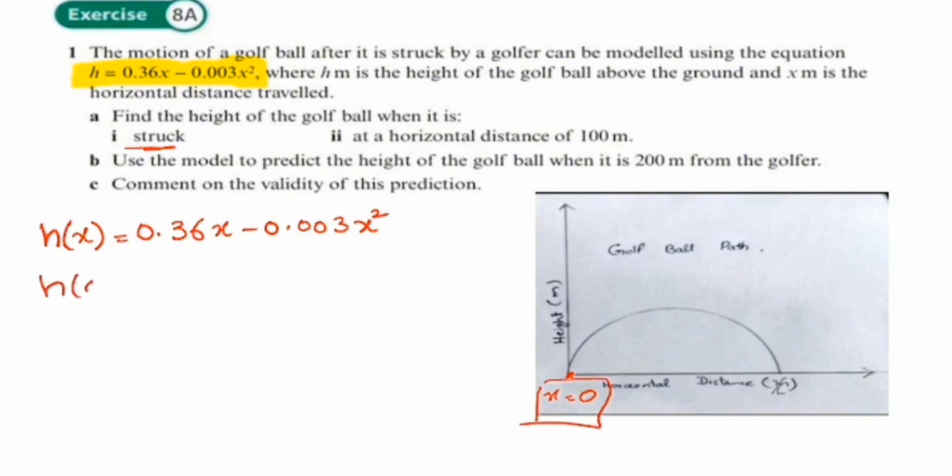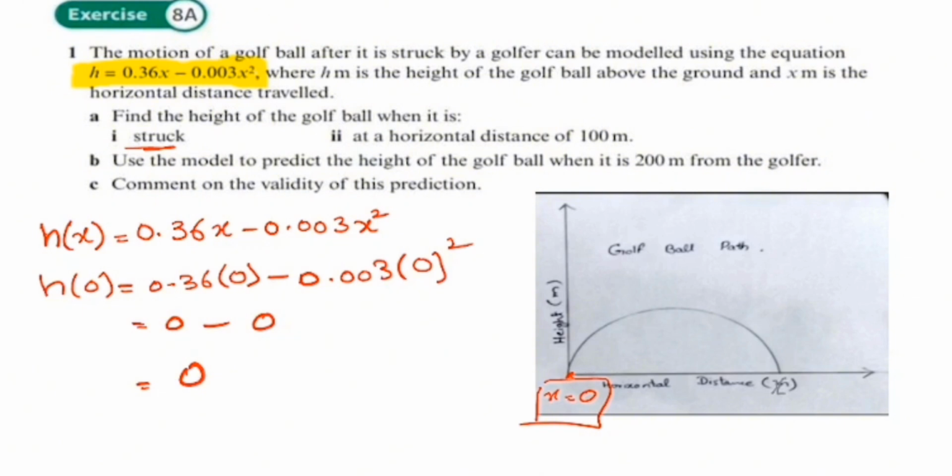We will get h of 0 is equal to 0.36 times 0 minus 0.003 times 0 squared. Now both of the terms will become 0, so 0 minus 0 and the answer will be 0. So the height of the golf ball is 0 at the point of impact, which makes sense because it's right on the ground when it was first struck.